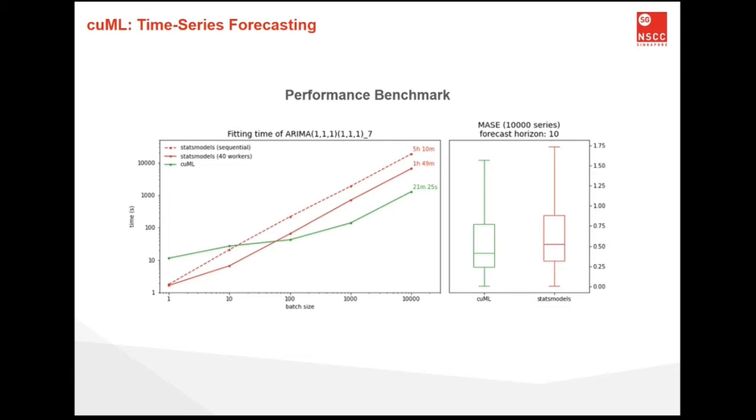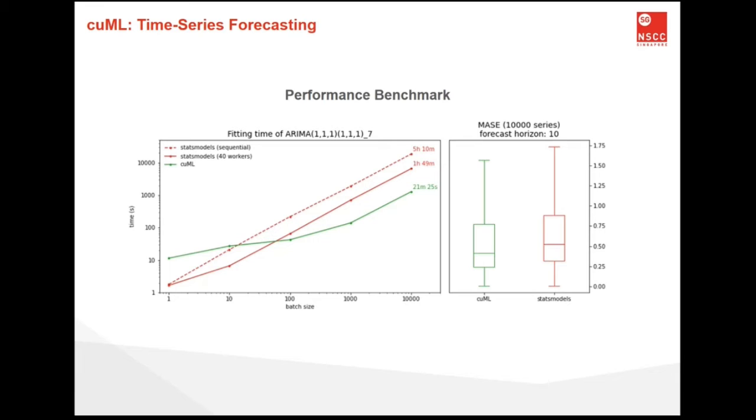cuML ARIMA is meant to work with many series simultaneously. It is fast for a large batch of input data. Processing 1,000 series takes only 12 times longer than processing a single series. This is due to our implementation taking advantage of the parallel structure of GPUs to process many time series concurrently. The drawback is that processing a single time series is currently slower than statsmodels. For a large batch size, such as 10,000, on this dataset, cuML is 5 times faster than the go-to solution for Python users running on 40 CPU cores.